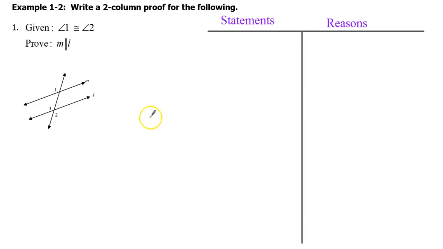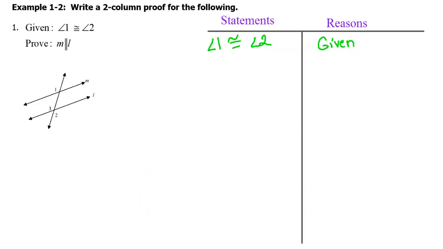Hello everyone and welcome to section 2.9 day 2, which is on the proof portion of this section. So we're going to start some two-column proofs using the theorems that we just learned in the last section. I'm always going to start this off the same way by writing down my given. Angle 1 is congruent to angle 2. That is my given.